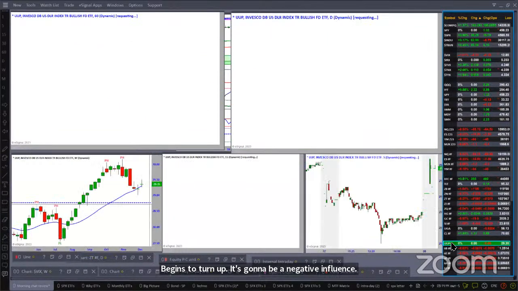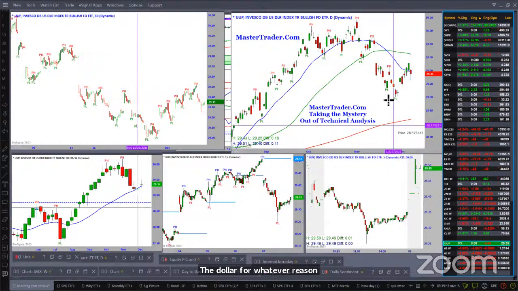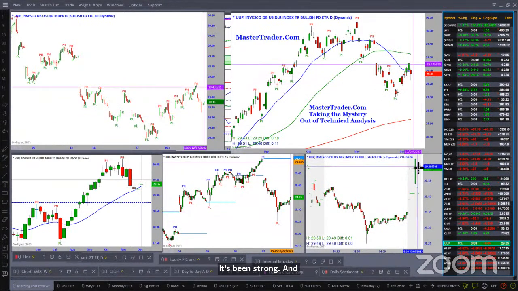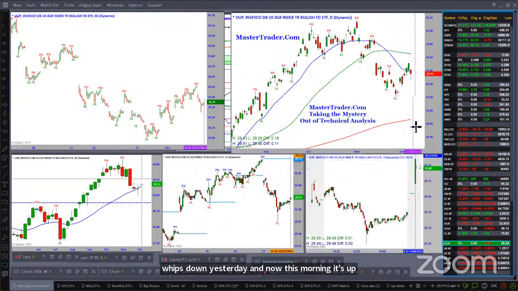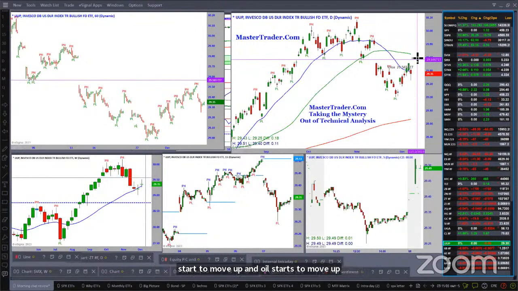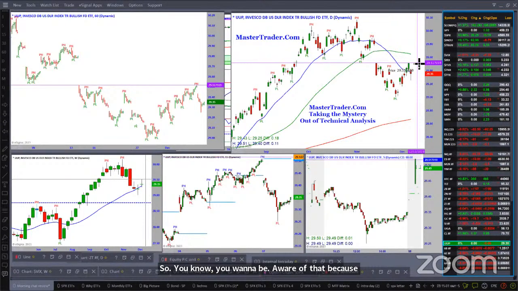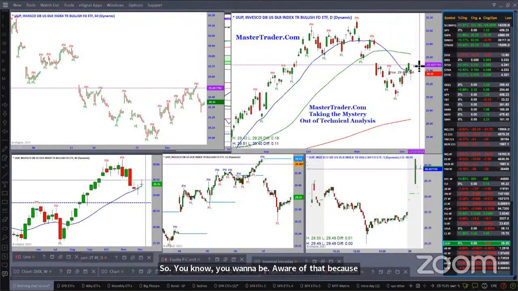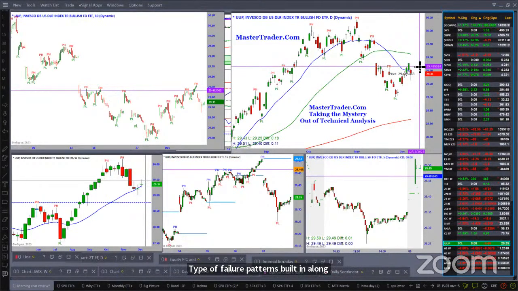The dollar, for whatever reason, has been strong. Even at this pivot high, it had a whip down yesterday, and now this morning it's up. And if interest rates start to move up and oil starts to move up, the market is going to have a problem. Now, measure that problem. It's not going to be something awful, terrible, but in the short term it supports a bias that the markets are going to pull back. You want to be aware of that, because breakouts tend to fail and you start to get more failure patterns, long failure patterns, in a scenario like that.